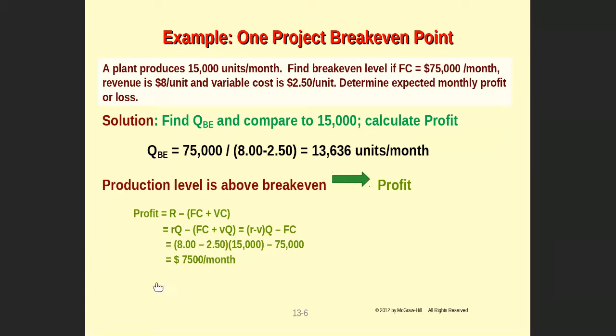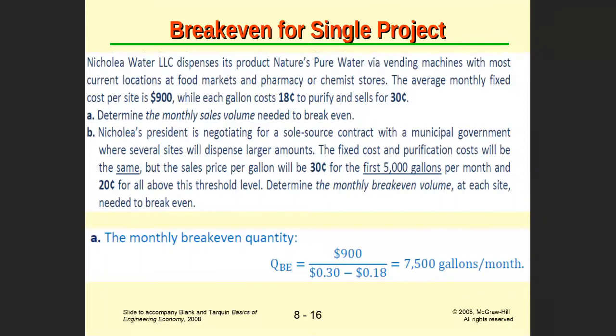So this is a profit. Even when we consider the cost, considering your cost and your revenue, at the end you will have 7,500 per month as a profit if you produce 15,000 units per month with all these given information. Any questions so far before we move on? So I assume everything is clear.